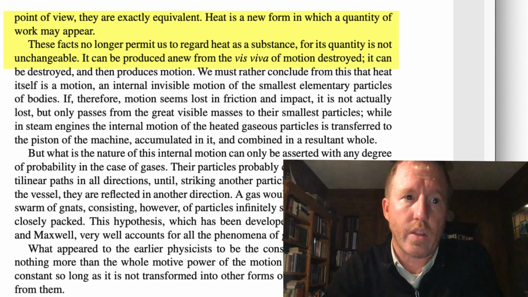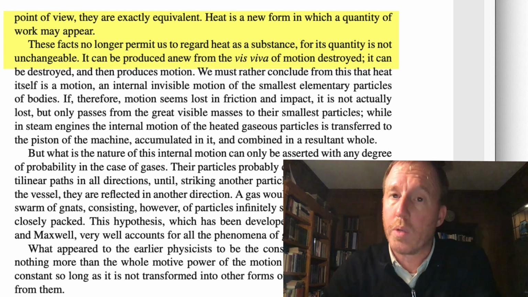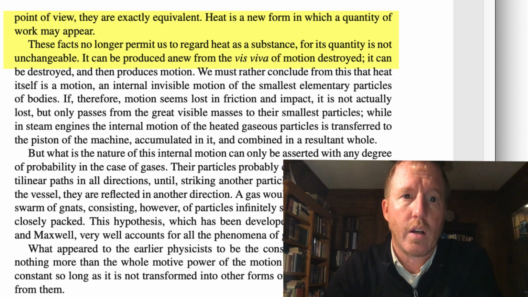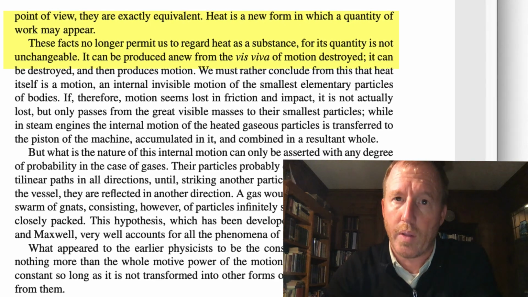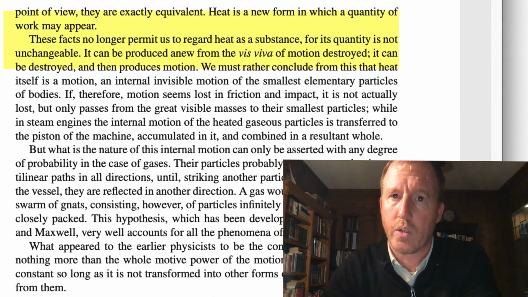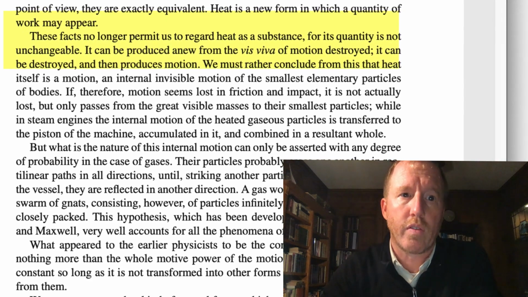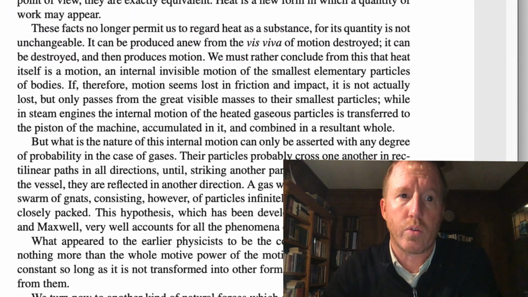And then he goes on to say that these facts no longer permit us to regard heat as a substance, so he's being critical of the caloric theory. For its quantity is not unchangeable. It can be produced anew from the vis viva, that's the term that was used at that time for kinetic energy, the living force, so to speak, or moving force. From the vis viva of motion destroyed, it can be destroyed and then produces motion.